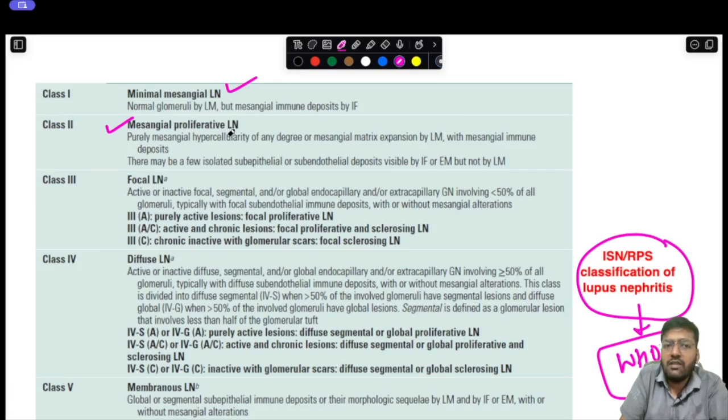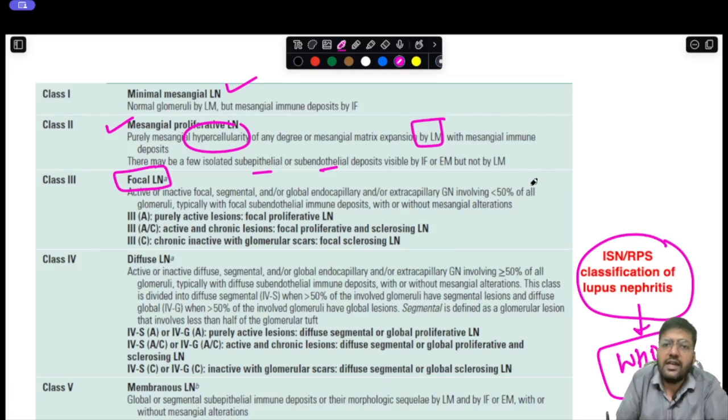Class 2 is the mesangial-proliferative variety: purely mesangial hypercellularity of any degree or mesangial expansion, which can be appreciated by light microscopy, with mesangial immune deposits. There may be a few isolated subepithelial or subendothelial deposits visible by immunofluorescence or electron microscopy, but not by light microscopy. Class 3 is a focal lupus nephritis variety. Here, less than 50% of all glomeruli are involved. Usually they show focal subendothelial immune deposits with or without mesangial alteration.